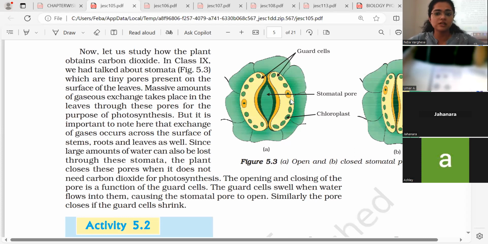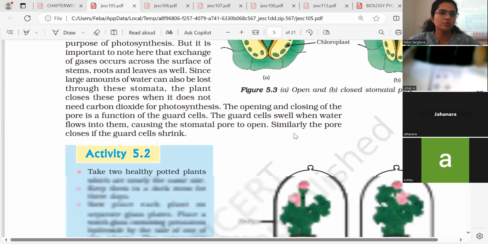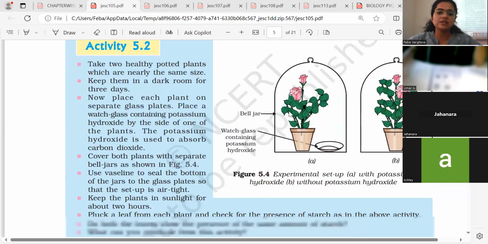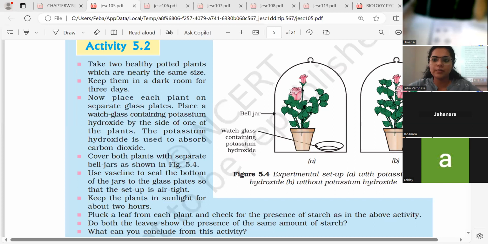Okay, kidney-shaped cells are the guard cells, and there's a stomatal pore, and there's a chloroplast. That means the guard cells can perform photosynthesis because they have chloroplast in them. Right? Now, this activity, what is the aim of this activity, guys? To show carbon dioxide is essential for photosynthesis.